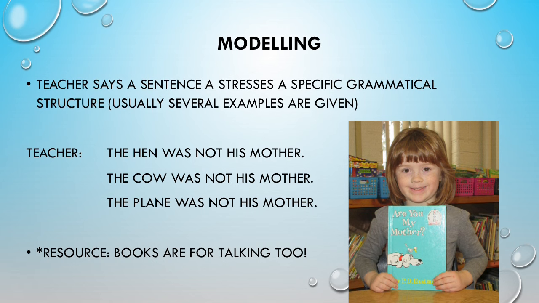Okay, modeling. This is where the teacher says a sentence, and you're stressing a very specific grammatical structure. So you have to know your student well to know what kind of errors they're making. This would be an example of perhaps a child that can't use the possessive pronoun "his," so "him mother" instead of "his mother." So you would pick a book, something like this, or "You're My Mother," where there are lots and lots and lots of models of the same grammatical structure.